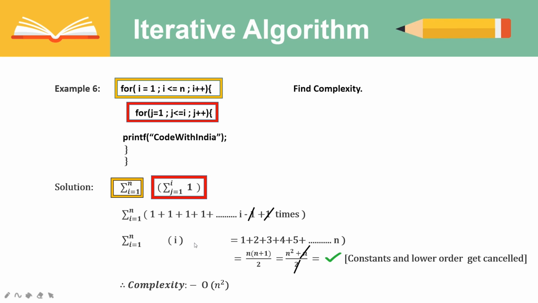If we put i = 1, then the value is 1. If we put i = 2, then the value is 2. If we put i = 3, then the value is 3. Therefore, we can write it as 1 plus 2 plus 3 plus 4 up to n terms. This is the sum of n terms, and the formula for the sum of n terms is n(n+1)/2. By solving this formula, we get (n square plus n)/2. As our shortcut says, constants and lower order terms get cancelled, so we cancel the lower order term and constant. Therefore, the complexity is big O of n square.